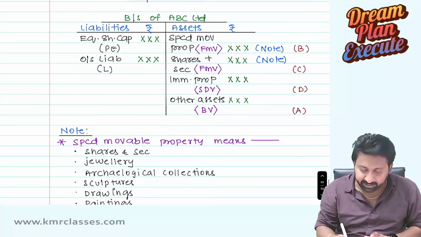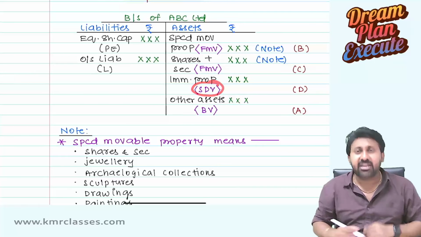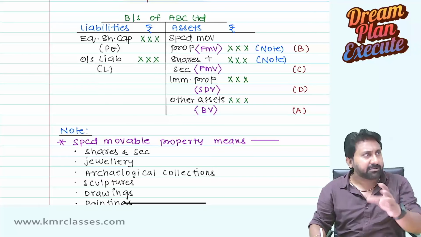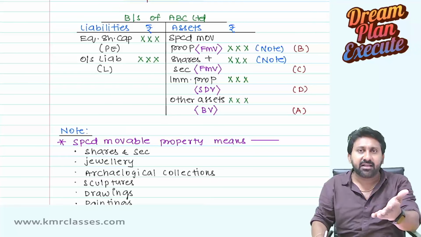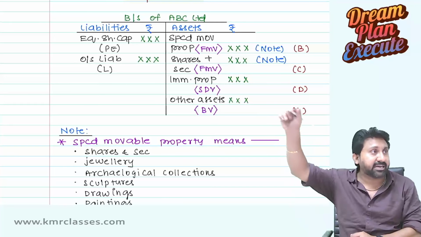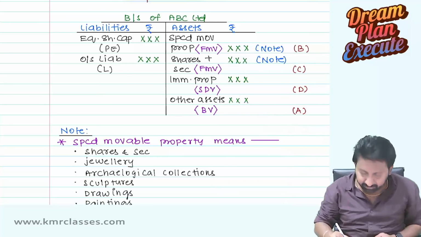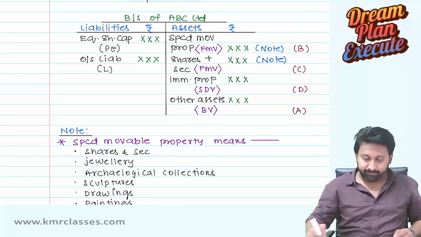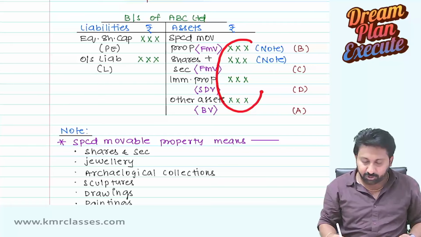Immovable properties, take the SDV. Any other assets other than specified movable assets: agricultural land is there. It is not a specified movable asset. It is not an immovable property being a capital asset. Then that will come under the book value. So all those things you take. So these are 4 things you need to take.